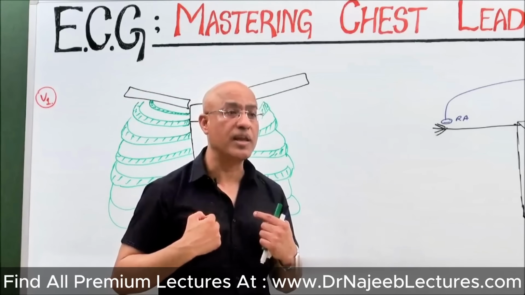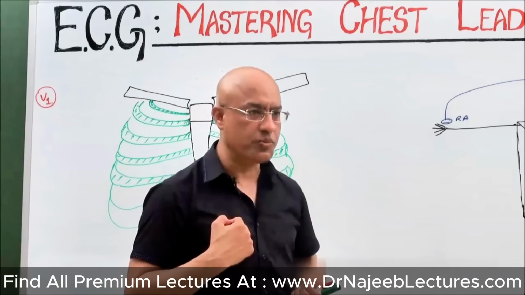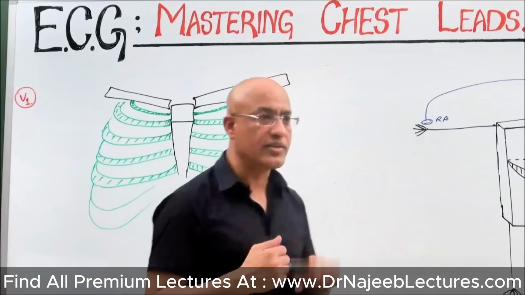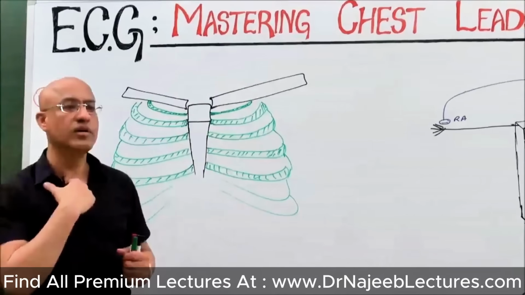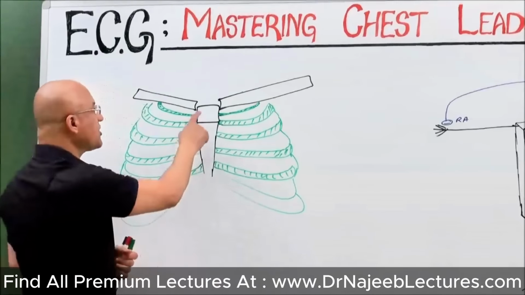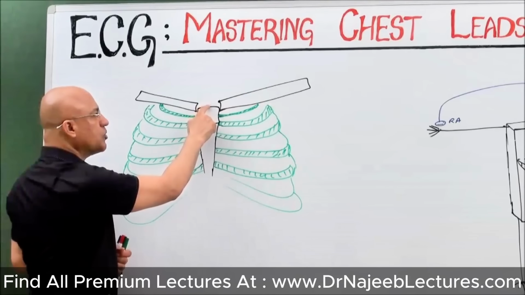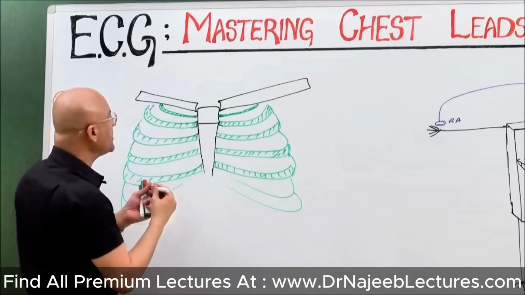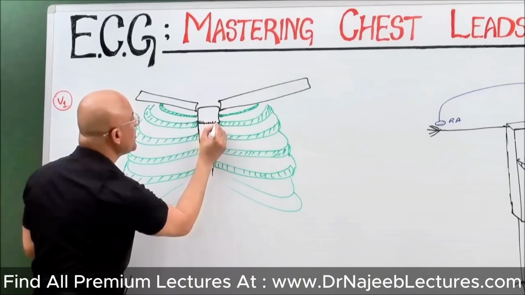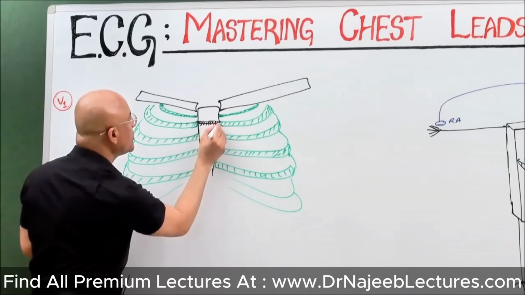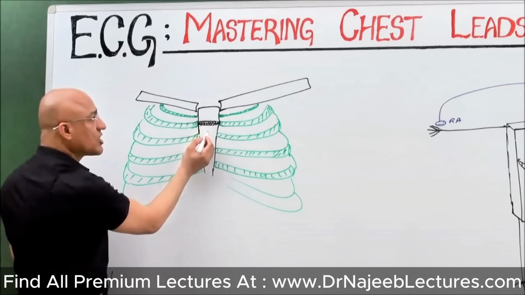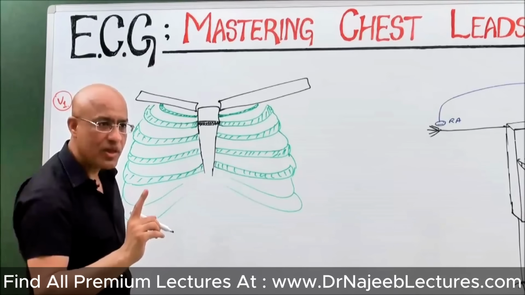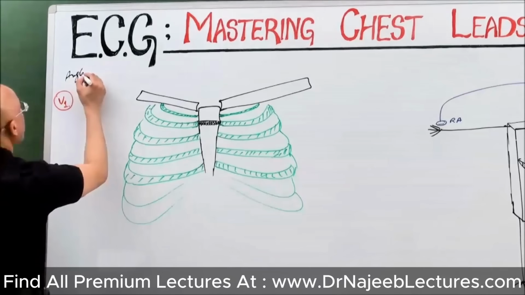Now how do you determine where the fourth intercostal space is? For that purpose, you must be able to identify the bony landmarks on the chest. What is this? The sternal notch. From the sternal notch, the little depression here, you move your finger downward. About 1.5 inch down, you find a horizontal ridge. This is called the manubriosternal angle. It is also called the angle of Louis.